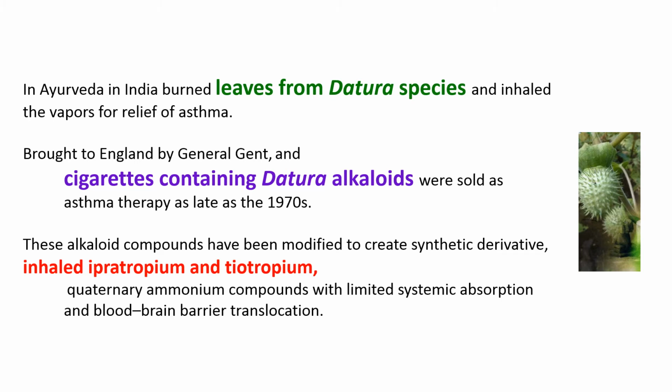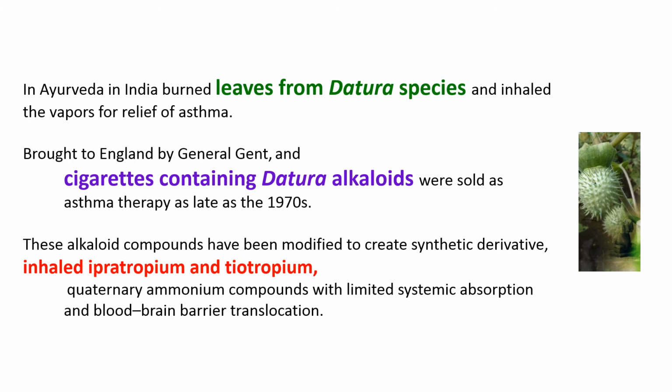Now, Dhatura has been used in India, or in the Indian subcontinent, for various centuries. In Ayurveda, we usually burn the leaves of Dhatura species, and it was given for the relief of bronchial asthma attack.